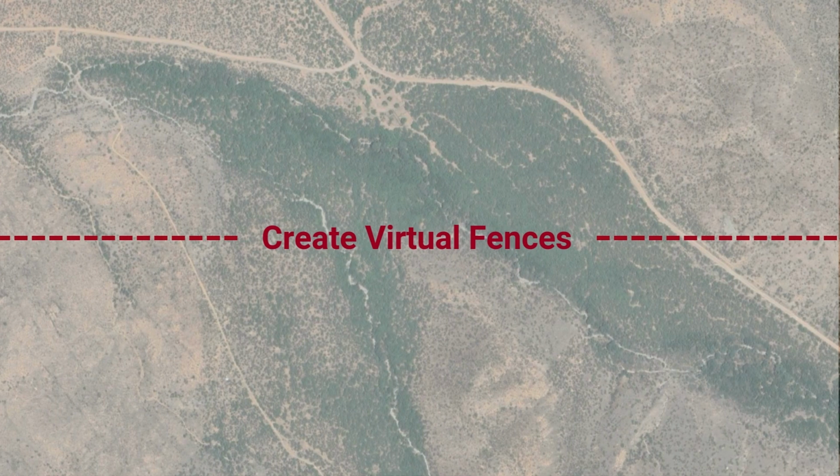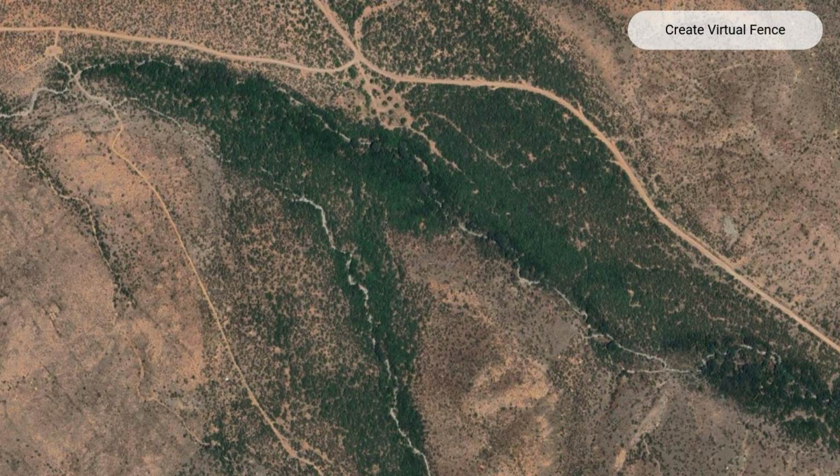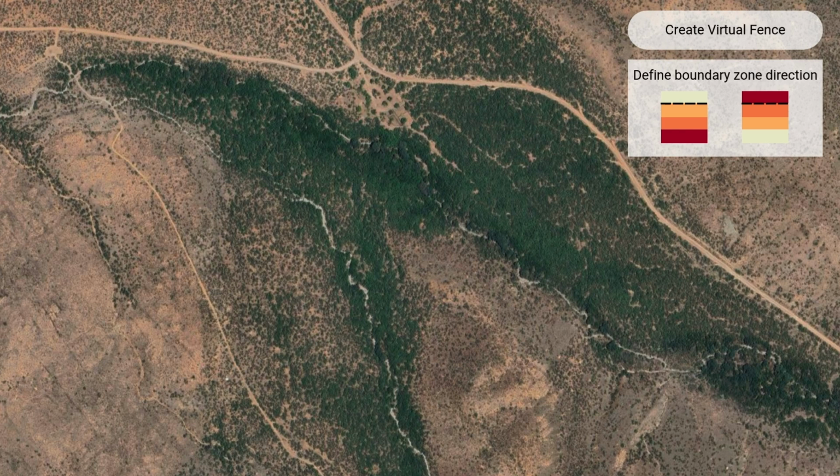Now, let's explore how to create virtual fences. In most systems, you will select the Create Virtual Fence tool to start drawing on a digital map in the software. Choose which side of the virtual fence will be the grazing area and which side will be the exclusion zone. This will define the direction of the boundary zone and the orientation of the auditory and electrical cues.